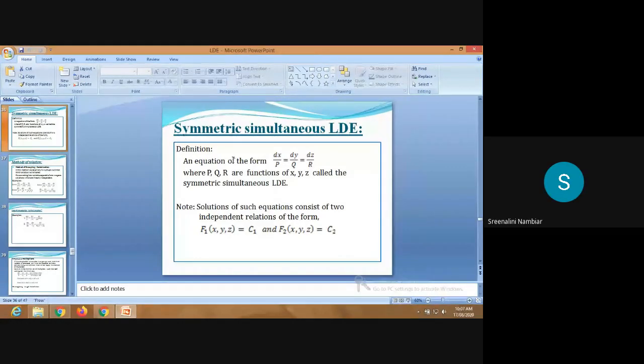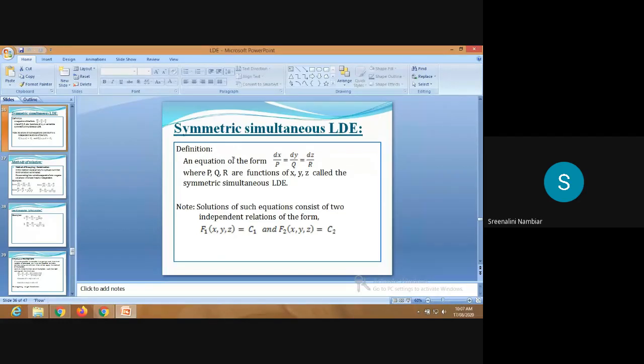So symmetric linear differential equation is of this form, where capital P, Q, R are functions of x, y, z, right? And we are finding the solution of this symmetric linear differential equation by equating any two ratios. If we are applying the method of grouping, then we are considering groups, equating the ratios such that the third variable is eliminated, right?